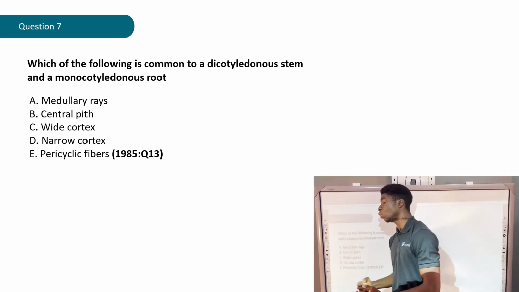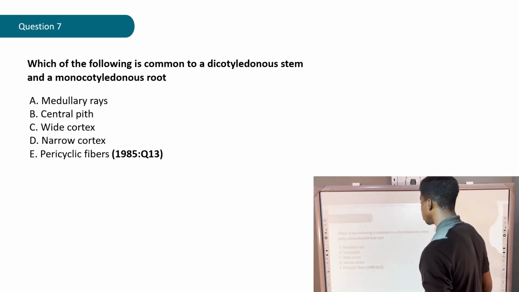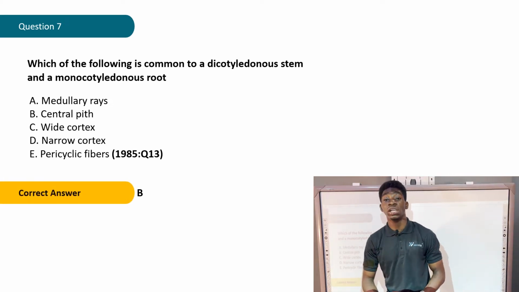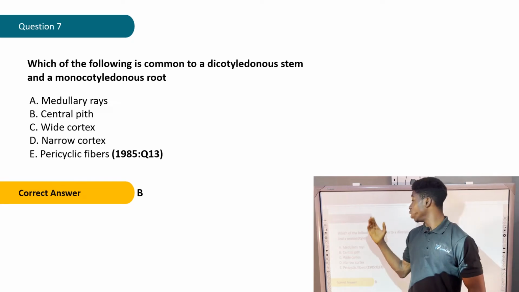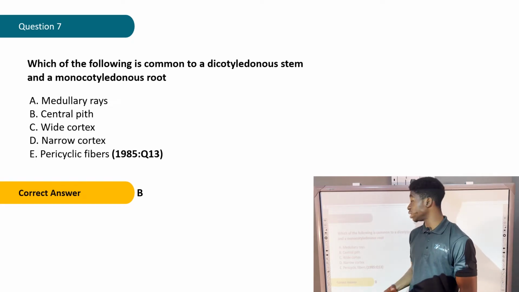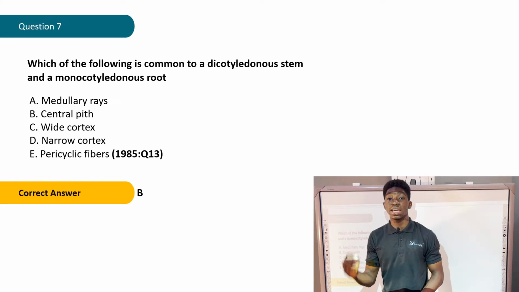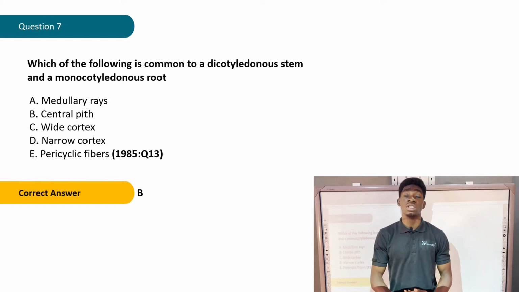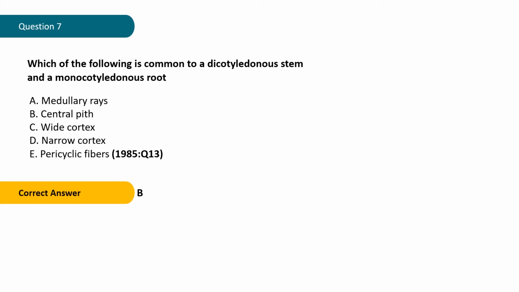Now let's check what the correct answer says. The correct answer is B, central pith. Of all the options here, the only one that is common to both a dicotyledonous stem and a monocotyledonous root is central pith. That's the only thing they have in common among the options here.